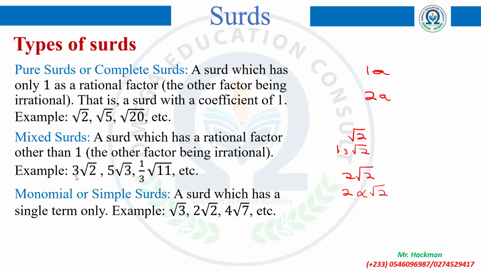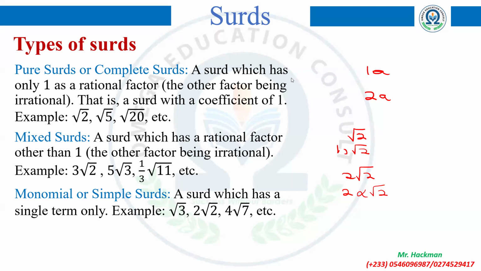But we said that for your set to be pure, the rational factor there should really be 1. So if it is not 1, then it will be any other number. When it becomes any other number, then you move from a pure set to a mixed set. So for the mixed set, the coefficient of your set should not be 1. It should be any other value apart from 1. You get it?